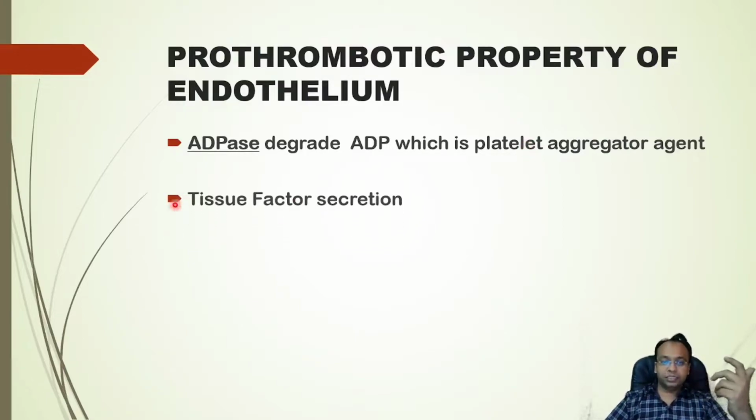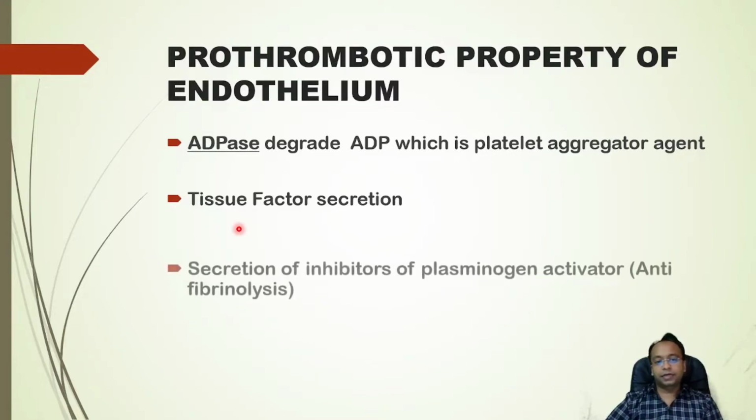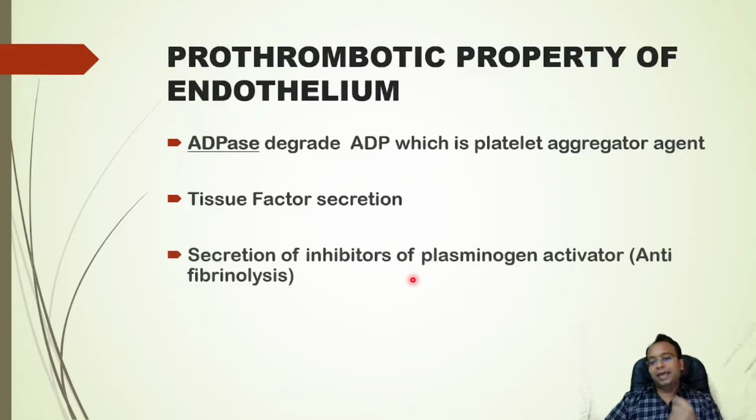Tissue factor secretion can lead to activation of the extrinsic pathway of the coagulation cascade, right? Then endothelium can secrete the inhibitors of plasminogen activator that can lead to antifibrinolysis, right? So endothelium can act as a fibrinolytic system as well as antifibrinolysis. They can secrete the factors that will inhibit the plasminogen activators. They can secrete von Willebrand factor that also has prothrombotic property.